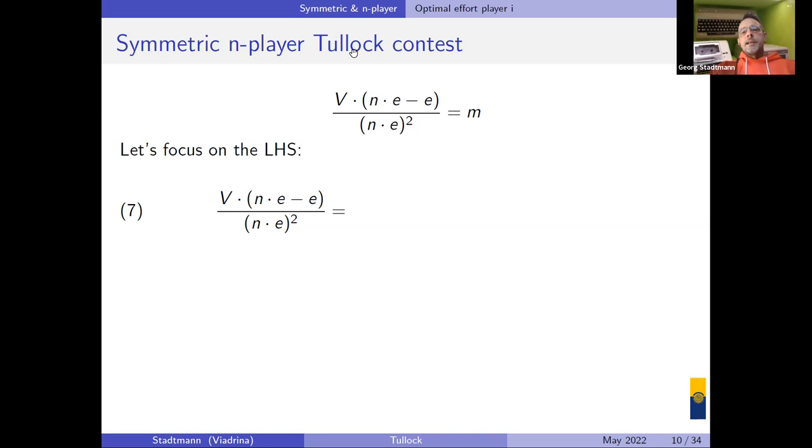Okay, on the next slide, I have just copy-pasted the equation from the last slide. So let's focus on the left-hand side of this equation, on this part of the equation. We can modify this part in the following way. We can also write E out of brackets in the numerator. When we write this E out of brackets, we get V times E, and then in brackets, N minus 1.